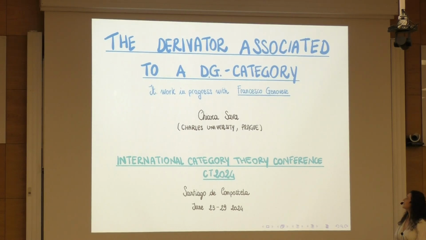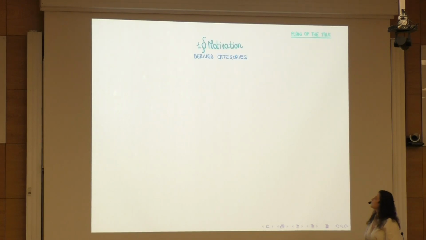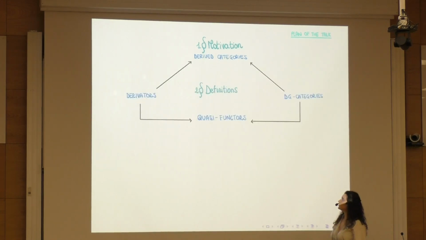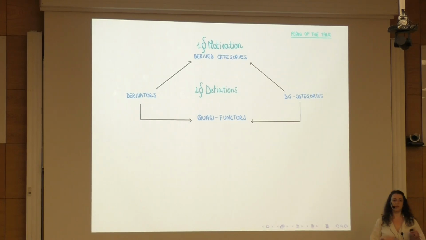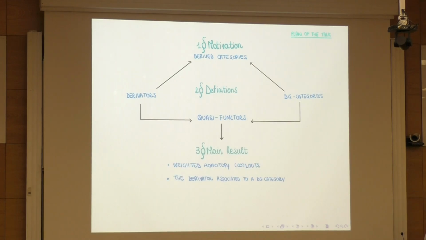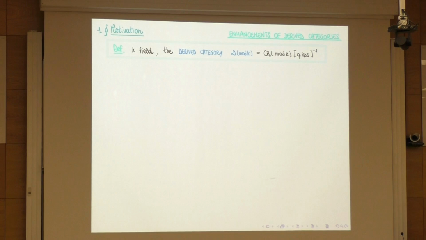This is the paper on the derivator associated to a DG category. How I'm going to introduce it to you: I will first give you some motivation, which arises in derived categories, and then I will introduce the main definitions, which are of course derivators, DG categories, and quasi-functors. These will be the main tool which will allow us today to state the main result, together with a new notion of homotopy limits and colimits in DG categories. And at the end, I would like to present what I believe is a nice application of the main result.